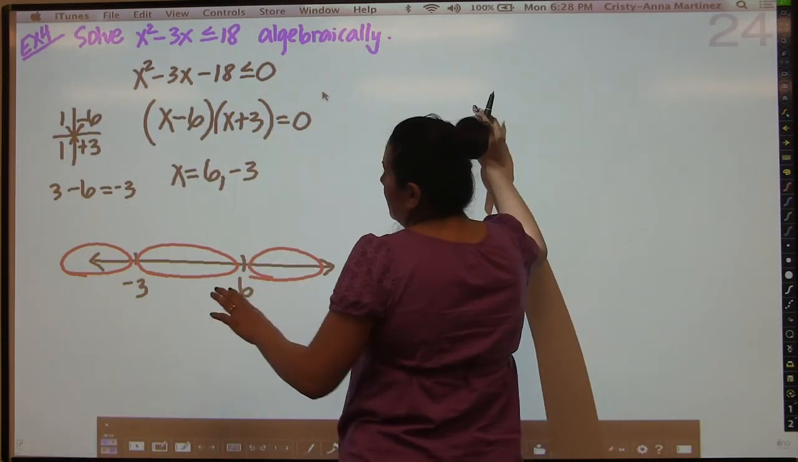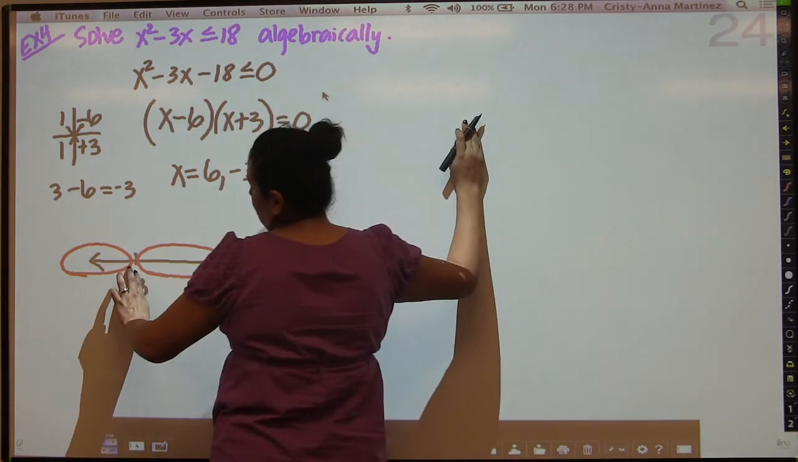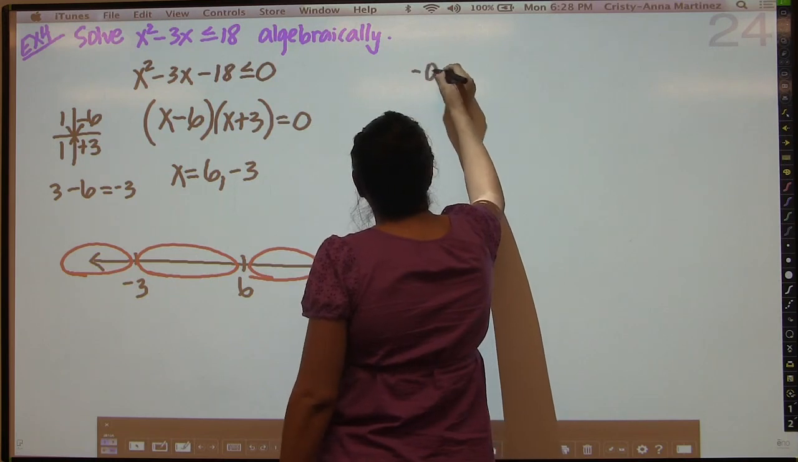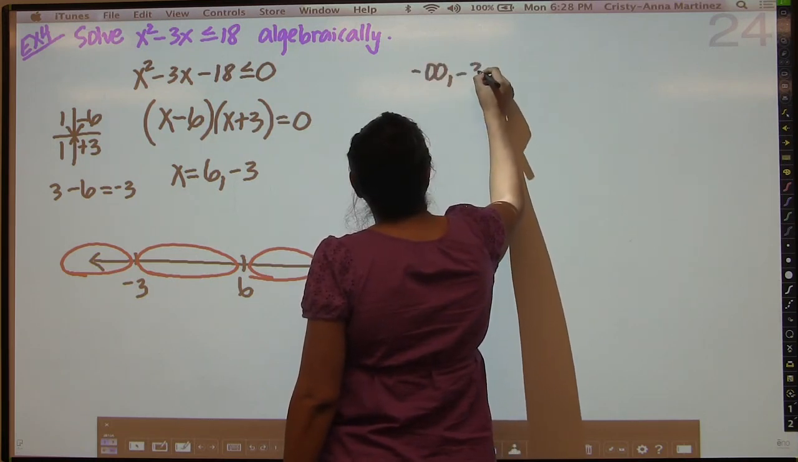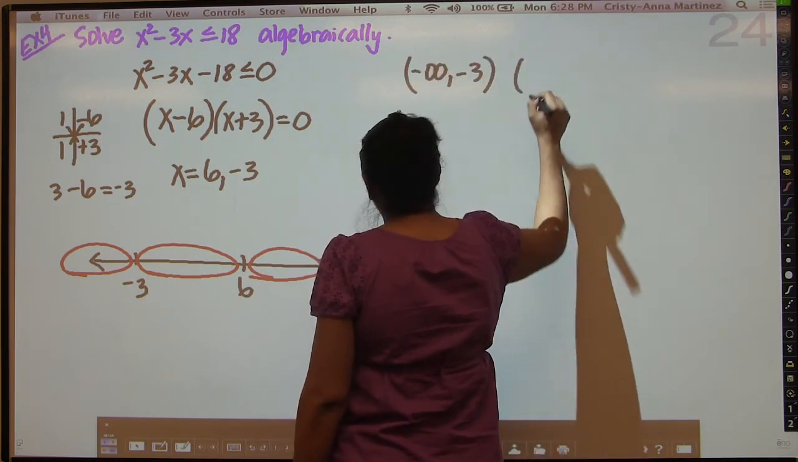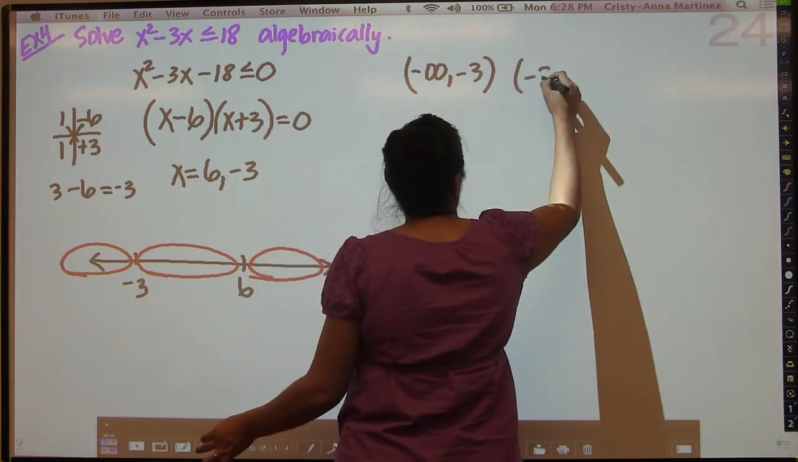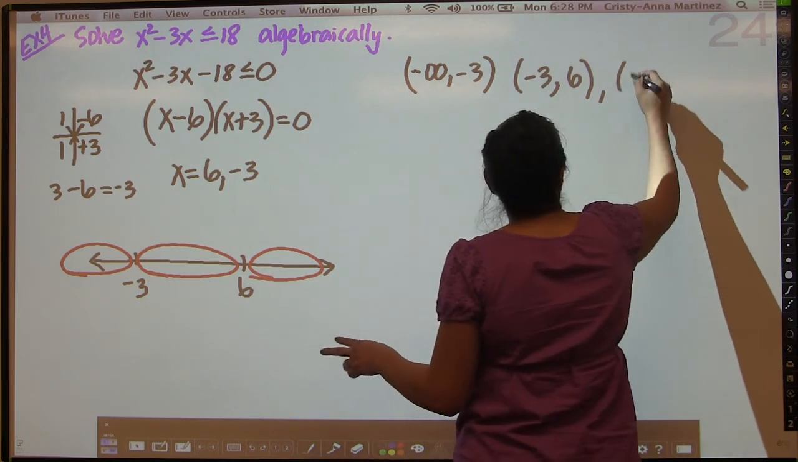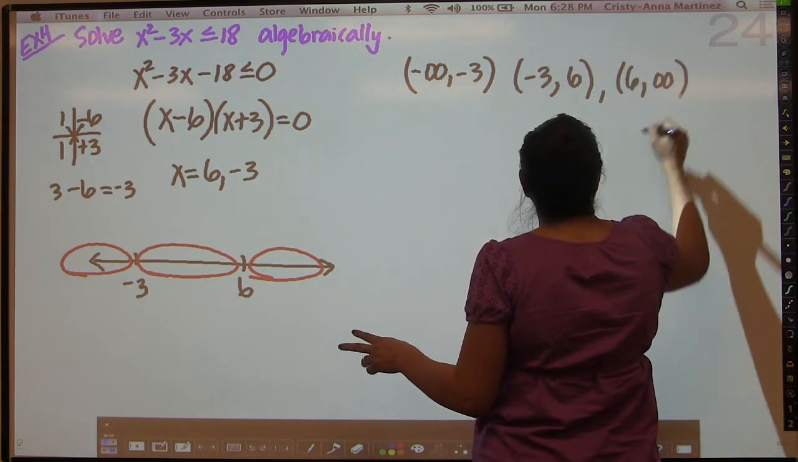So we're going to go. Now when you say this interval, this is basically negative 3 and beyond. So that's negative infinity. So we're going to go negative infinity to negative 3. My next interval is going to start at negative 3 and go until 6. And my last interval is going to start at 6 and go forever to positive infinity.